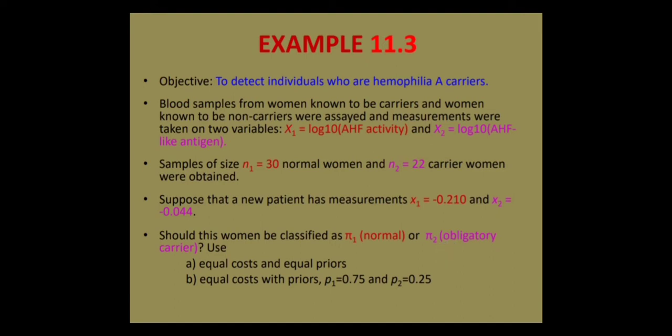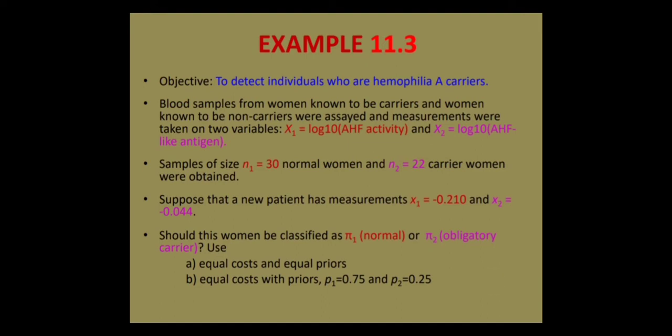assessed and measurements were taken on two variables. So kita ada dia punya untuk discriminate dia punya hemophilia A carriers ni, kita gunakan two variables. Kat sini digunakan x1 log of AHF activity dan juga log of AHF like antigen. Okay, ada dua. So sample size for the normal women, which is non-carriers, is 30, and the carrier woman is 22. Okay, so we have two groups here.